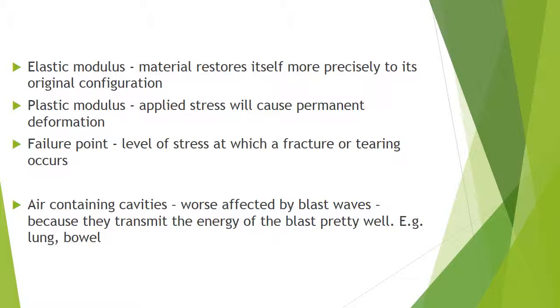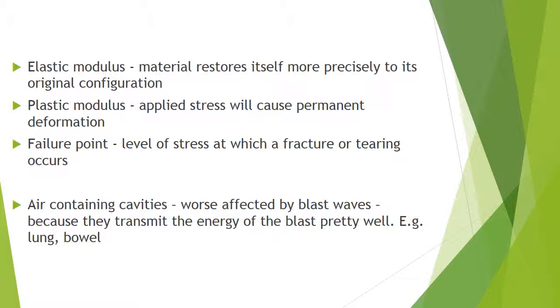All materials, including tissues, undergo three phases when any force is applied to them. The elastic phase, when the material restores itself precisely to the original configuration. If more force is applied beyond the elastic phase, it goes into the plastic phase, where the stress causes permanent damage. If the force isn't stopped, there is a point where there is a failure or a fracture or tearing of tissues.